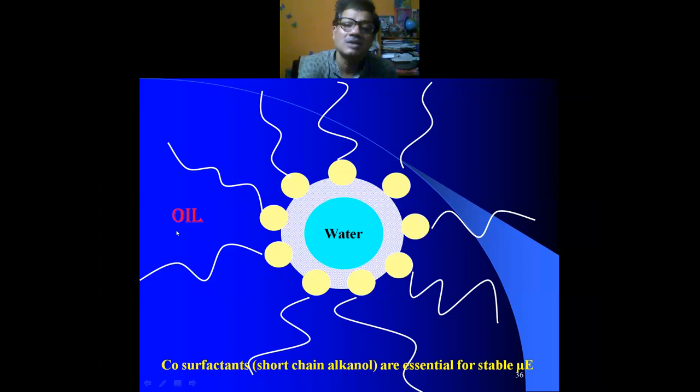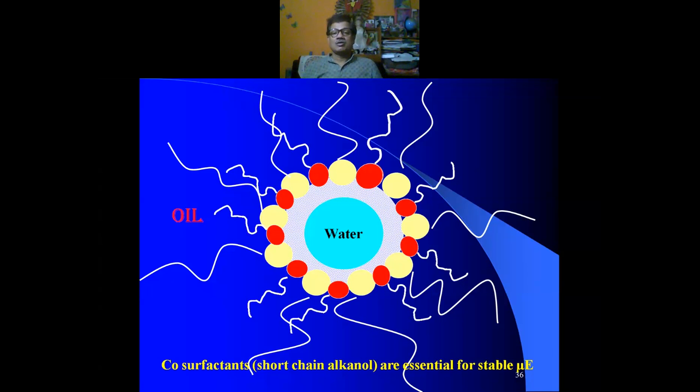When I have a normal micelle, there should be a perfect monolayer barrier. For that you need some short chain alkanol. Short chain alkanols or alkylamines are required to give protection. That is why these short chain alkanols are called co-surfactants. So what would be happening then?